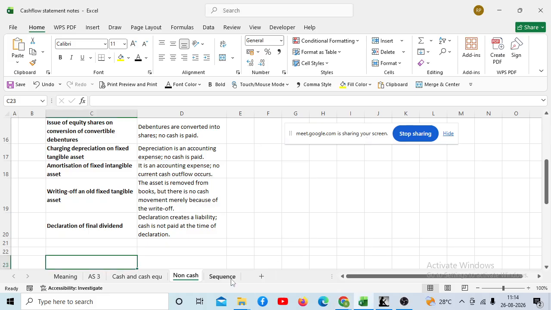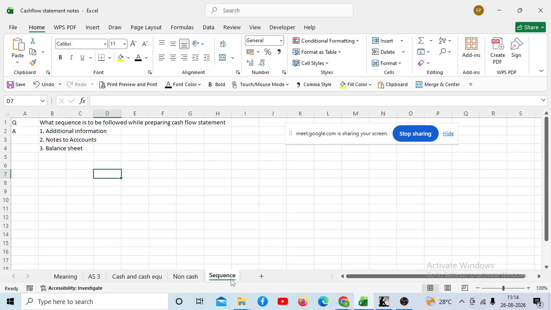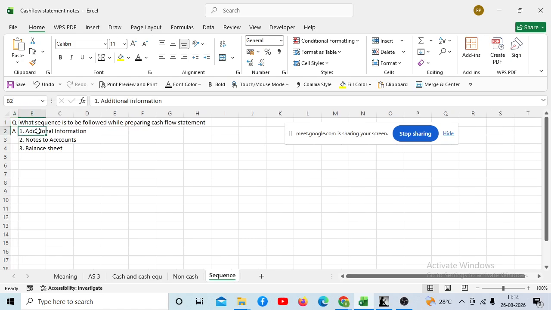Okay, now the last part in this: just write the question, what sequence is to be followed while preparing cash flow statement. What sequence is to be followed while preparing cash flow statement? The first is, just write down these 3 steps also, okay?